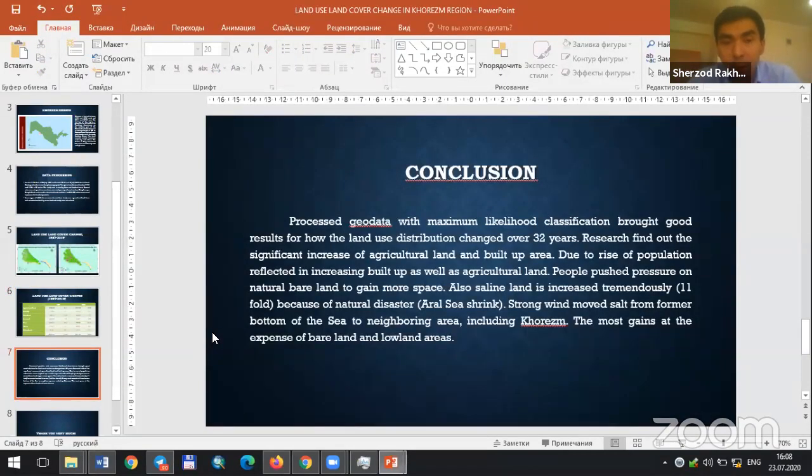In conclusion, we can say that processed geodata with maximum likelihood classification brought good results for how the land use distribution changed over the 32 years. The research found a significant increase of agricultural land and built-up area due to the rise of population. People put pressure on natural bare land to gain more space. Also, saline land increased tremendously, 11 times. Because of the natural disaster, the Aral Sea shrank, and strong wind moved salt from the former bottom of the sea to neighboring areas, including Khorasan region. The most gains came at the expense of bare land and lowland areas.